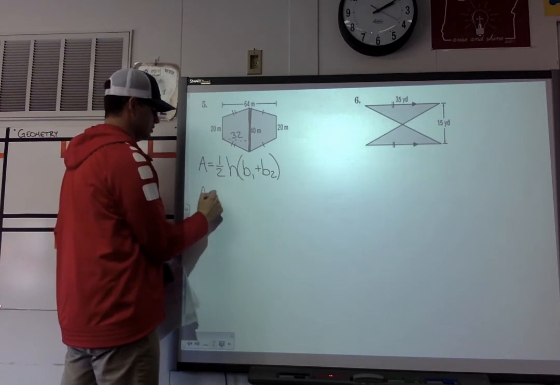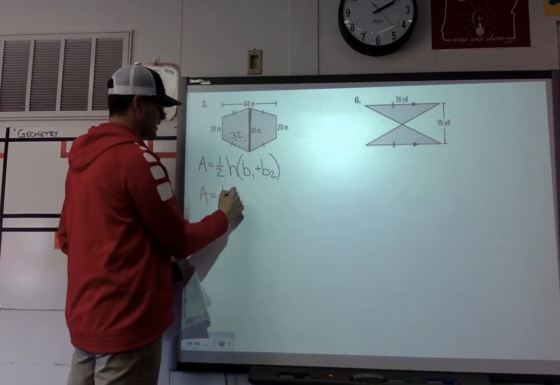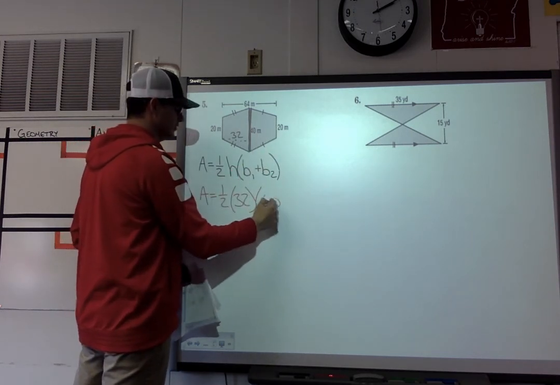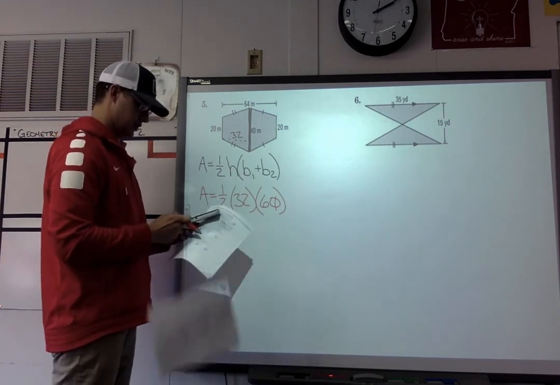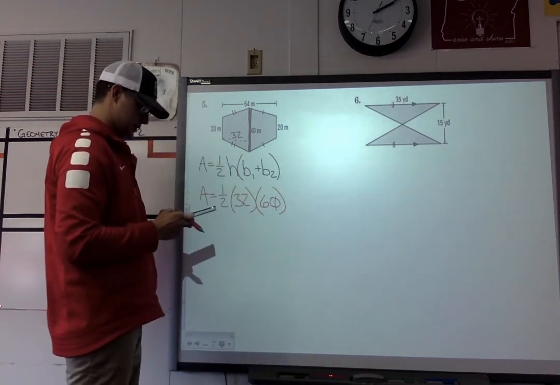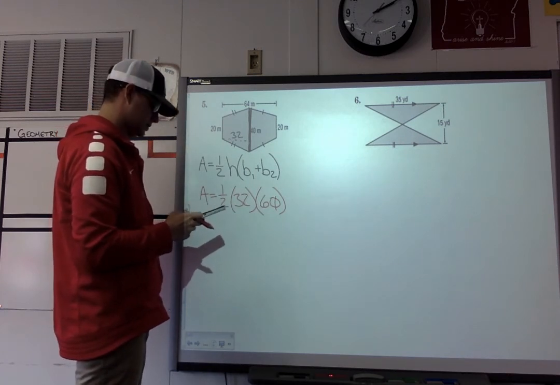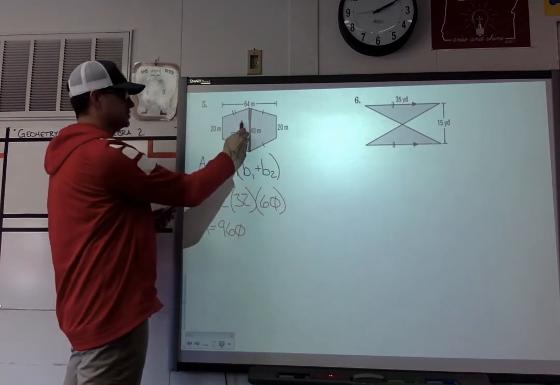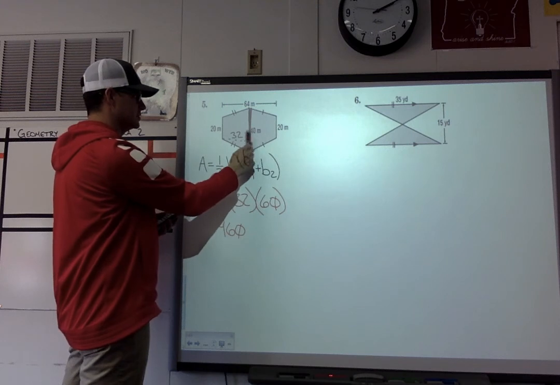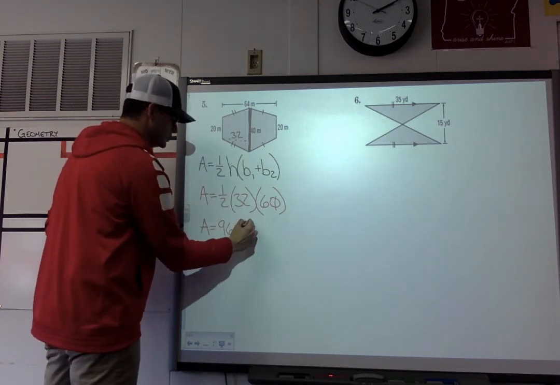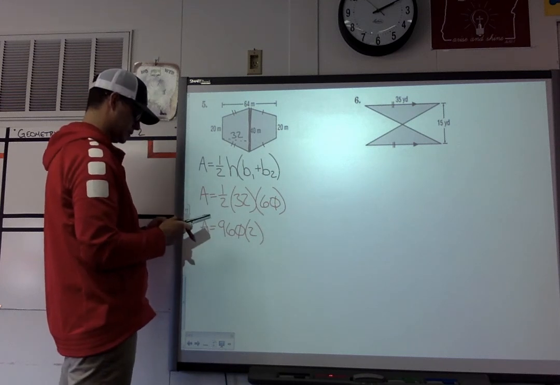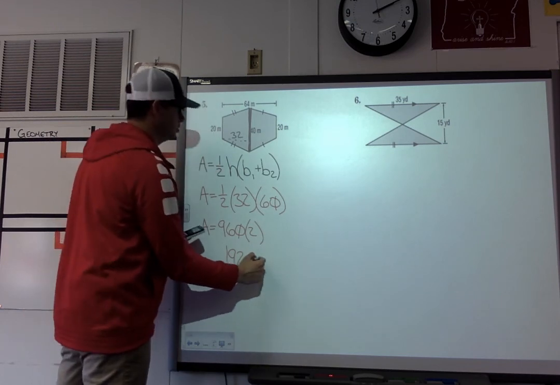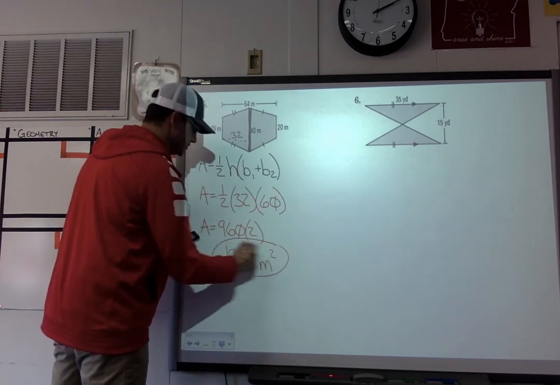So now we can say the area is equal to 1/2 times the height of 32 times base 1 plus base 2, which would give us 60. So 32, sorry about that, times 60 times 0.5 would be 960. And that gives us one of the trapezoids, but this is made up of 2 trapezoids. So we would need to multiply that by 2, which would give us a total area of 1,920 meters squared.